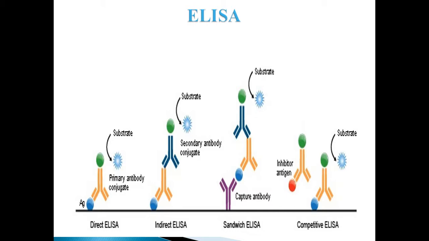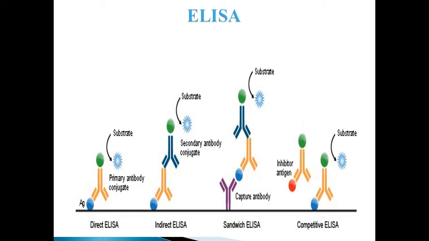Indirect ELISA. It is used for detection of antibody or less commonly antigen in serum. It differs from the direct ELISA in that the secondary antibody is labeled with enzyme instead of primary antibody. The secondary antibody is an anti-species antibody, anti-human immunoglobulin, an antibody targeted to the Fc region of any human immunoglobulin.